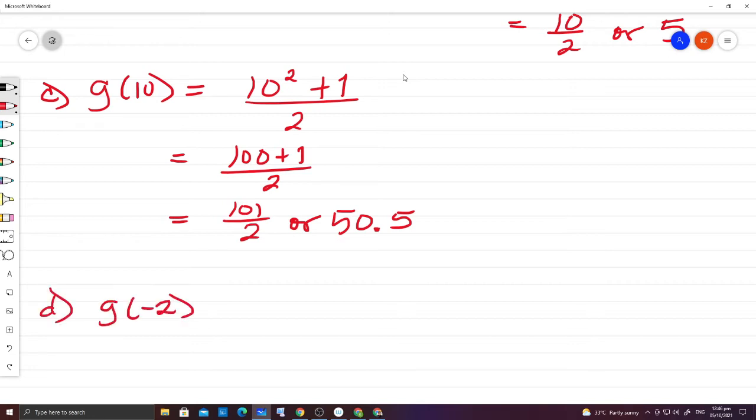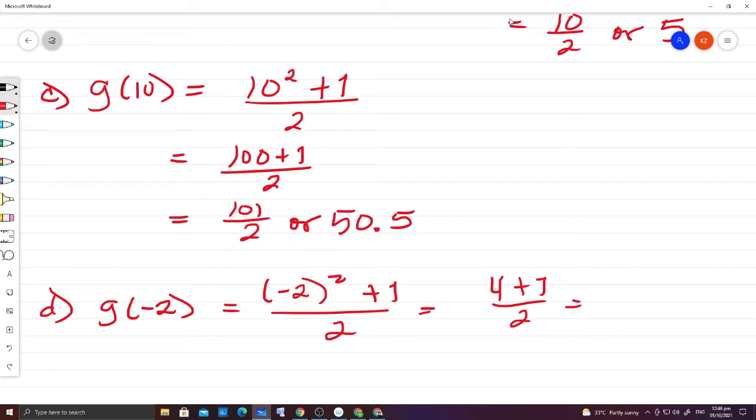Letter D. g of negative 2. Pinyapat, are you there? Yes, Mr. Negative 2 to the power of 2, plus 1, over 2. 4 plus 1, 5 over 2, or 2.5. Thank you. Next, letter E.